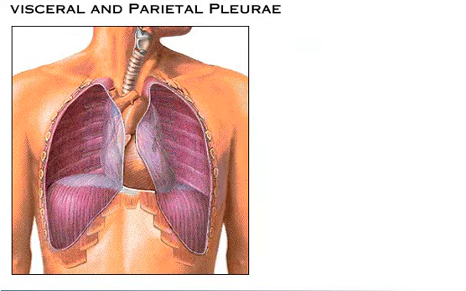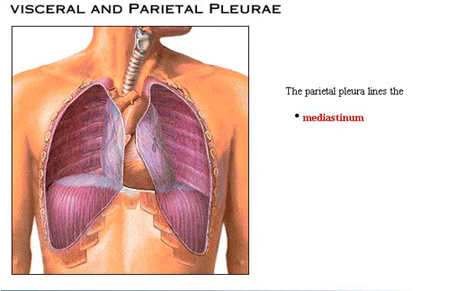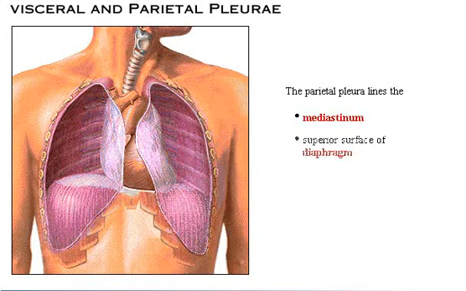In this view, the lung has been removed to show the posterior portion of the parietal pleura. Recall that the parietal pleura lines the mediastinum, the superior surface of the diaphragm, and the inner thoracic wall.